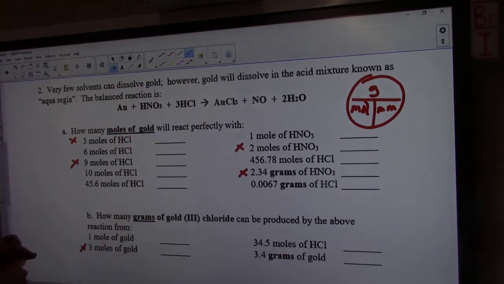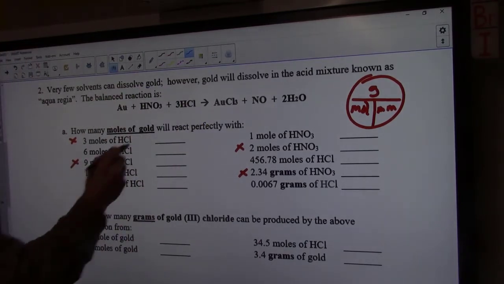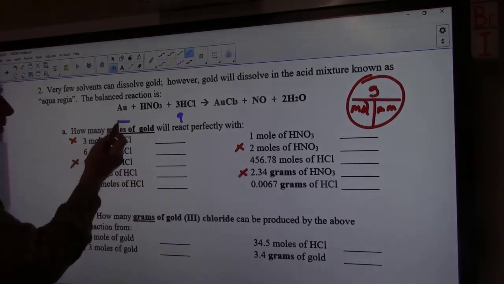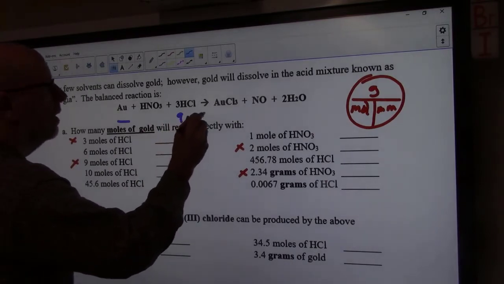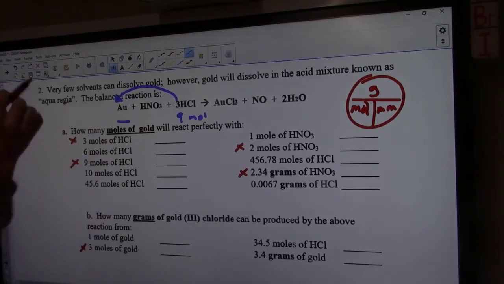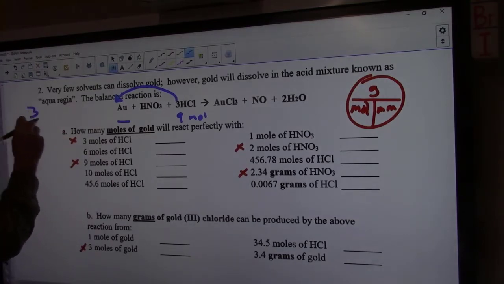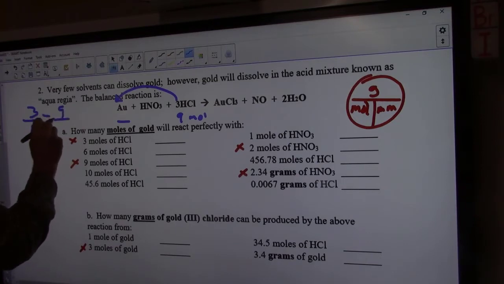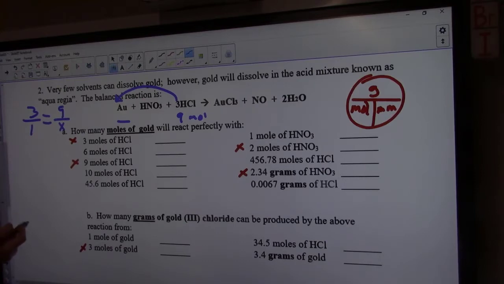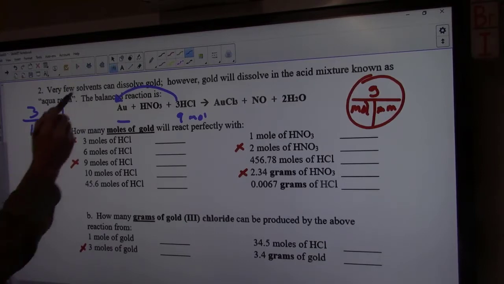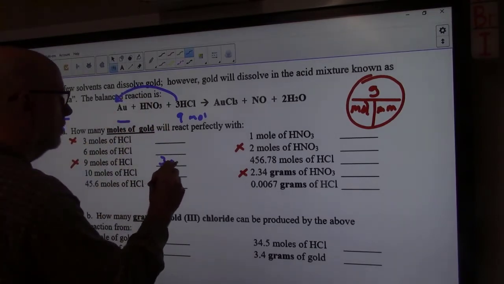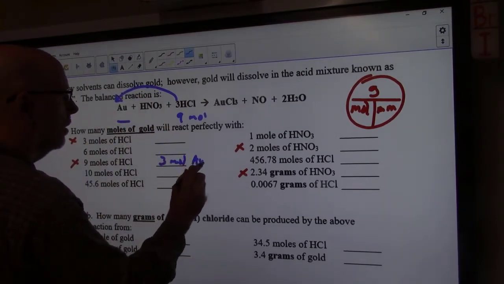Let's do this problem down here. What if I had 9 moles of HCl? The question says how many moles of gold will I get? So I say 3 is to 1, as 9 is to, let's see, that's pretty tough. I better write it down. 3 is to 1 as 9 is to x. Cross multiply, 3x equals 9. Divide both sides by 3 and my answer is 3. So 3 is to 1 as 9 is to 3. So my answer is 3 moles of gold will react.